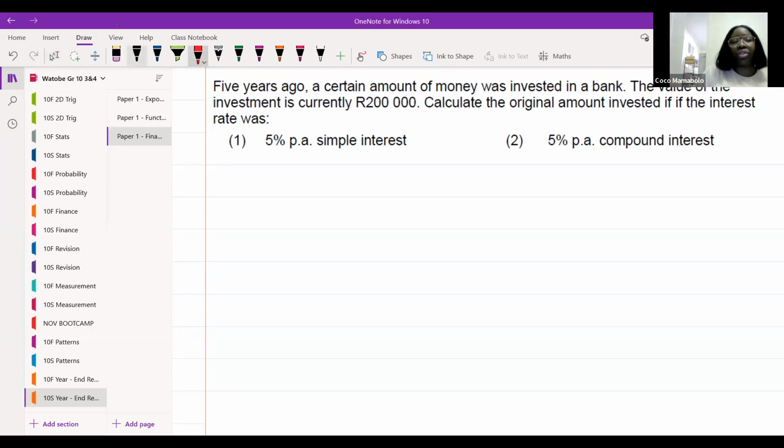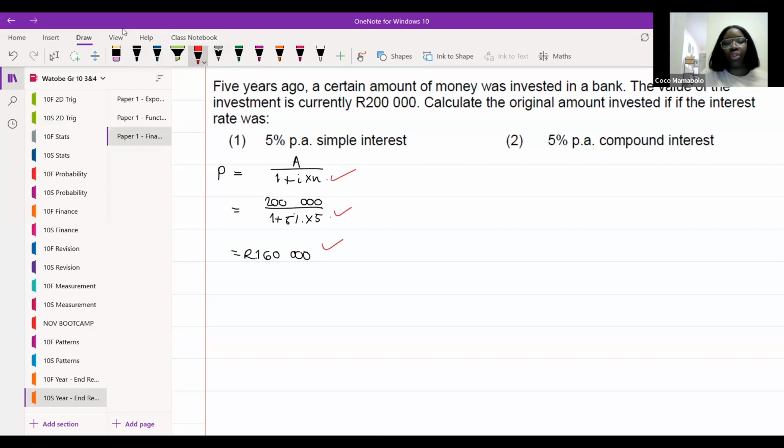All right, so I'm just going to quickly reconfigure my equation. I know if I'm calculating for P, that's just going to be A over 1 plus I times N. Okay, so I'm going to get 200,000 over 1 plus 5% times the number of years, which is 5. Okay, we should get 160,000 Rand over here. 160,000. I'm going to give you 3 marks for that for using the correct formula in this particular question.